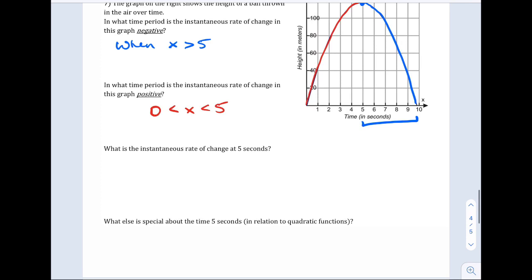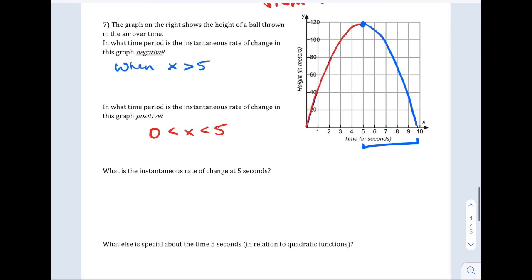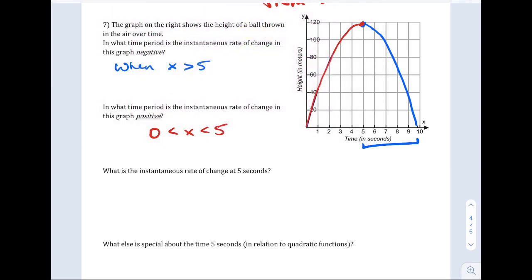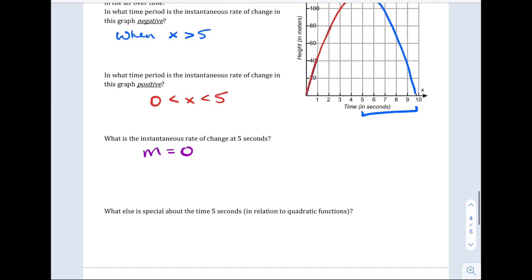So what is the instantaneous rate of change at 5 seconds? Well, what does this mean here? Well, if I was to draw a tangent at 5 seconds, it'd be a flat line like this. Anywhere the graph changes from increasing to decreasing, or from decreasing to increasing, like a vertex, slope is always going to be 0. So there is no rate of change. It's not increasing, it's not decreasing. It's at the top, suspended there for a second, and then it's going to start coming back down.